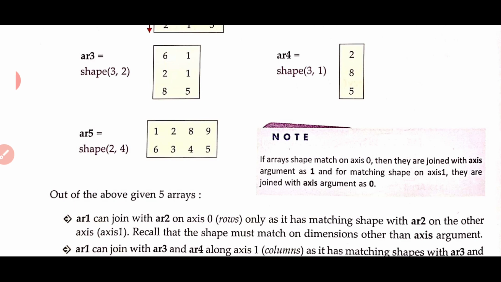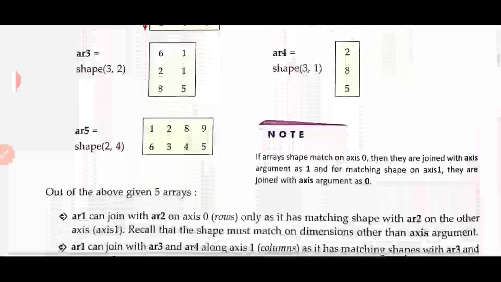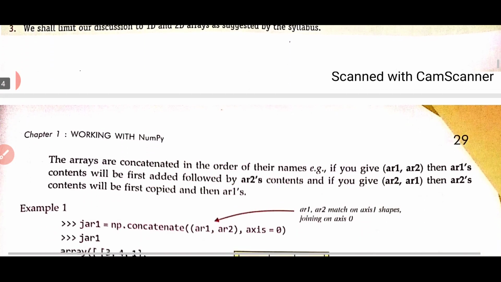If arrays' shapes match on axis 0, then they are joined with axis argument as 1, and for matching shape on axis 1 they are joined with axis argument as 0. Confusing? Okay, with an example it will be clear, no problem. See the example.